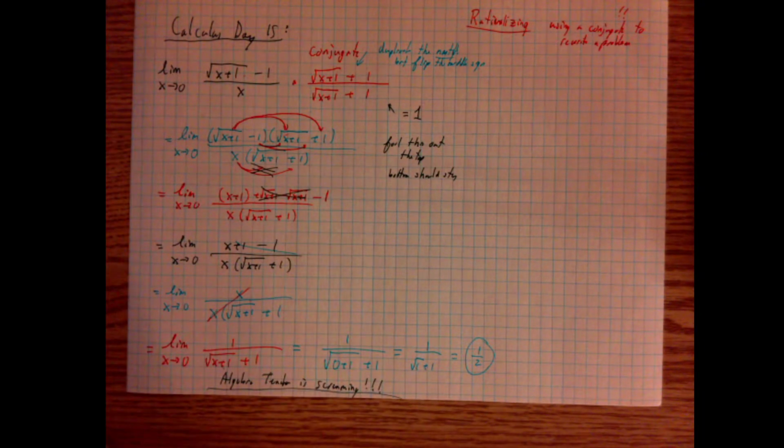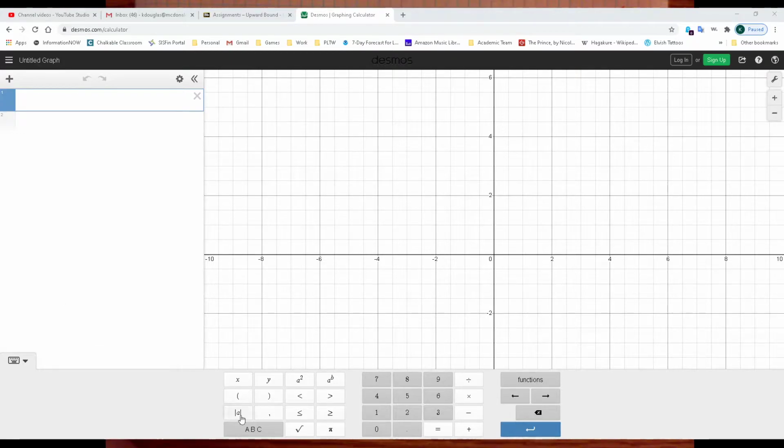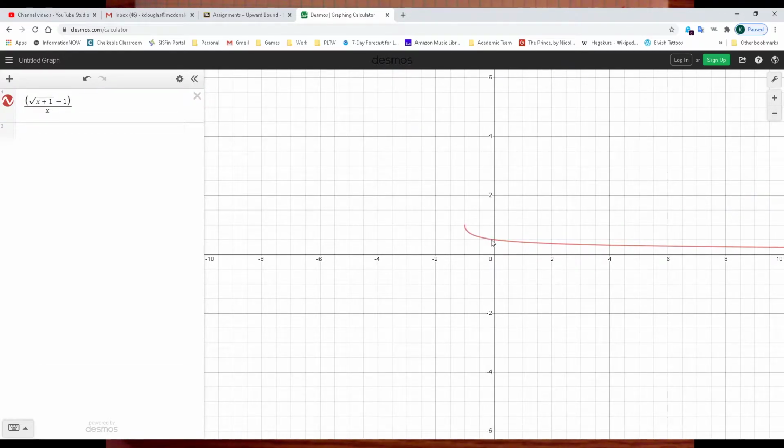Taking a look at Desmos here. Okay, my original equation was, on top we have the square root of x plus 1, outside we have minus 1, and that's all on top, divided by x. This is what this equation looks like, and you can clearly see here, based upon the picture, it looks like it's going to 1/2, but again, at 0, it's actually undefined.